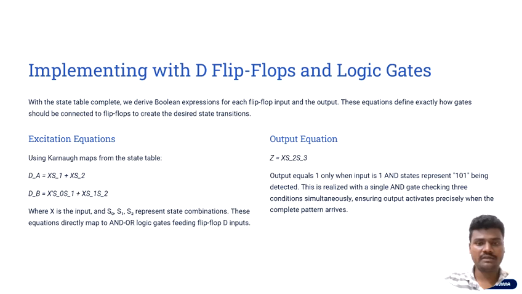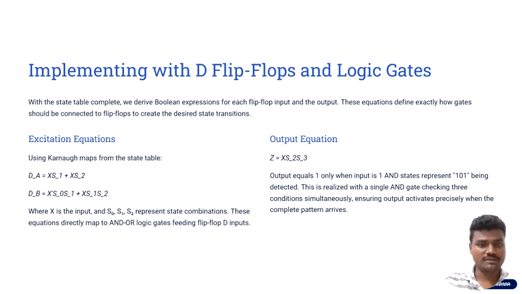Implementing with D flip-flops and logic gates. With the state table complete, we derive a Boolean expression for each flip-flop input and output. These equations define exactly how gates should be connected to flip-flops to create the desired state transitions, using Karnaugh maps.